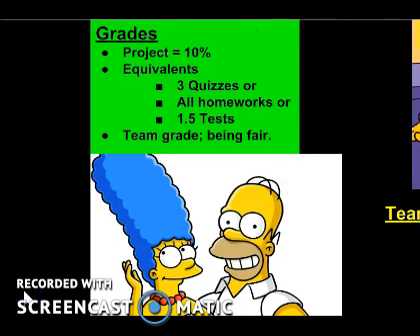All right, let's talk about grades. This project is worth 10% of your grade. Okay? It is equivalent to 3 quizzes, or all of your homeworks, or 1.5 tests. I'm trying to get a way where you can actually show me geometry in a different way.